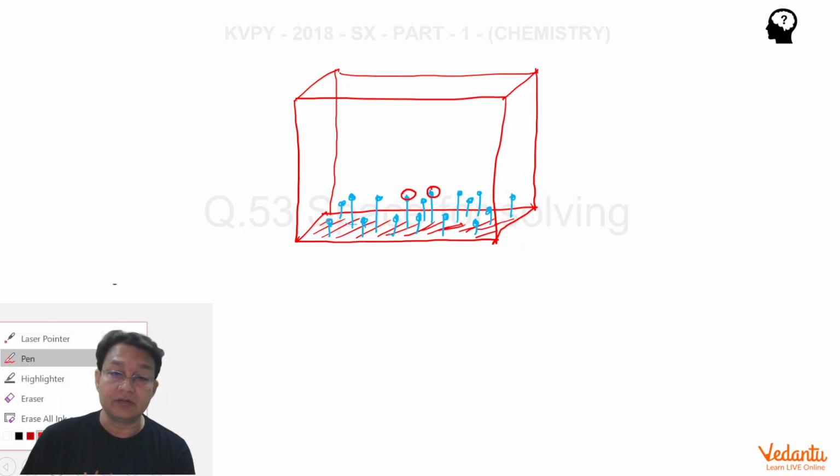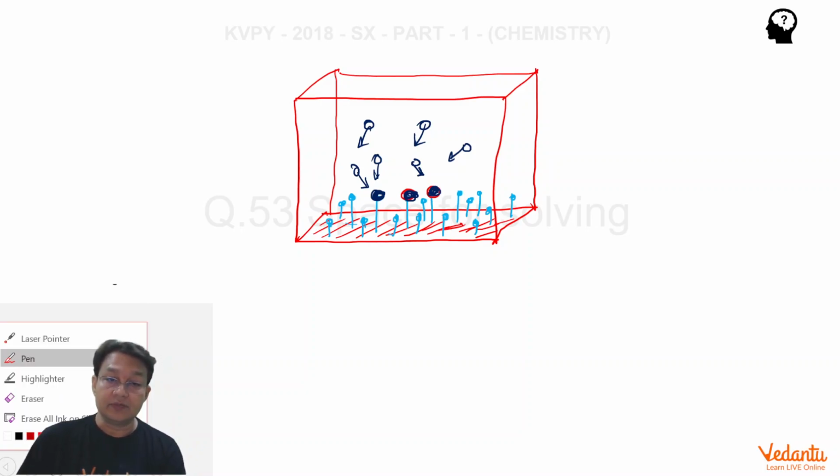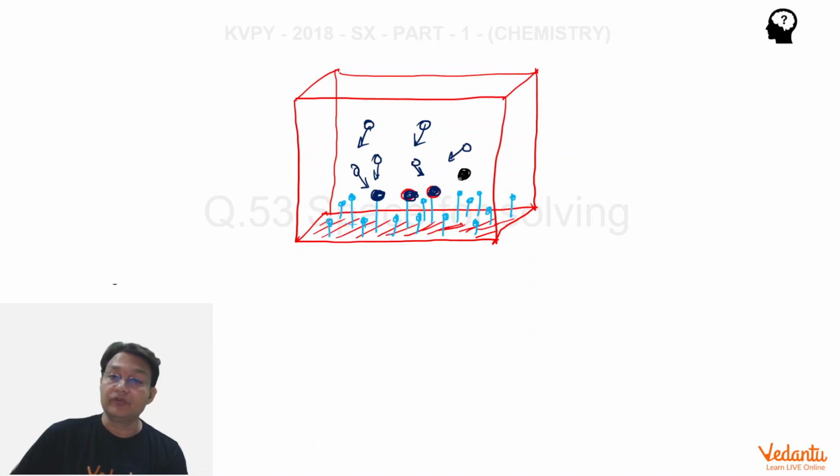Let's use a different color combination to show the adsorption process. Let us suppose that these molecules are adsorbed, and these are certain other molecules which are in the process of getting adsorbed here. They are randomly moving, and when adsorbed for some time, they are converted into product. Suppose the product is of black color.